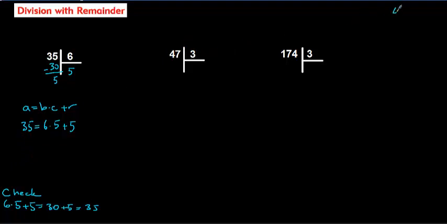If you are familiar with the numbers, maybe you can easily divide, and you can easily say 15 times 3 is equal to 45, actually, sorry. Then the remainder is equal to 2.